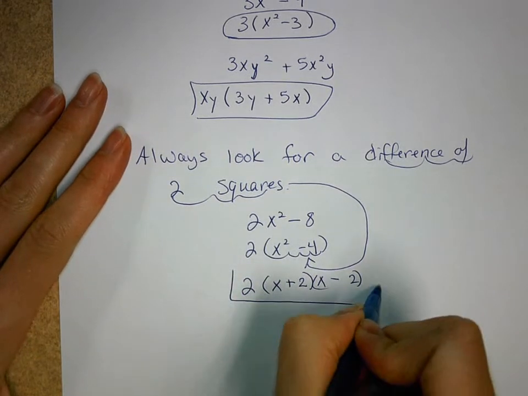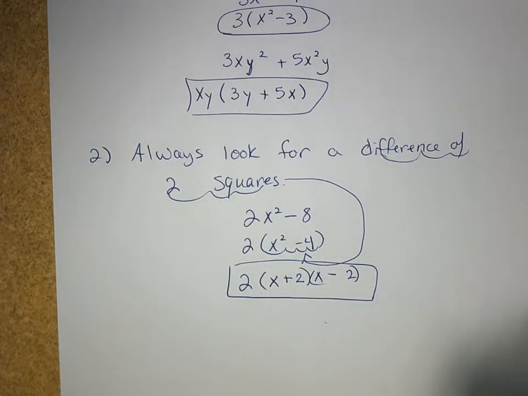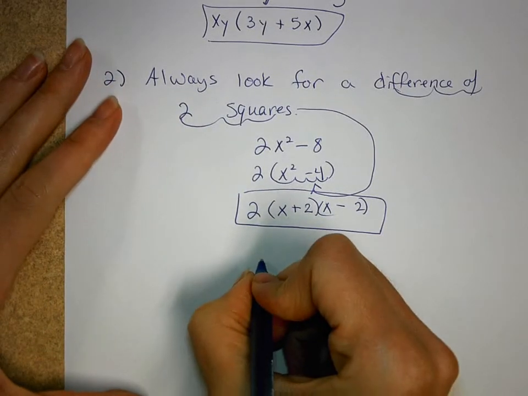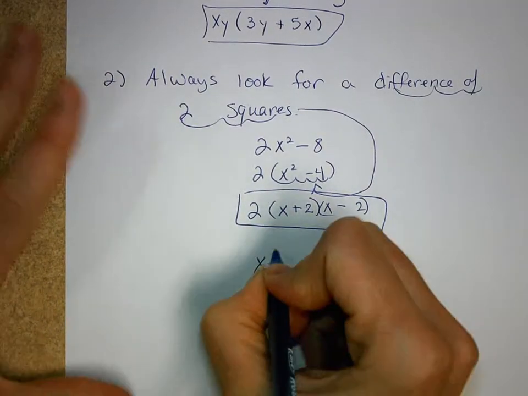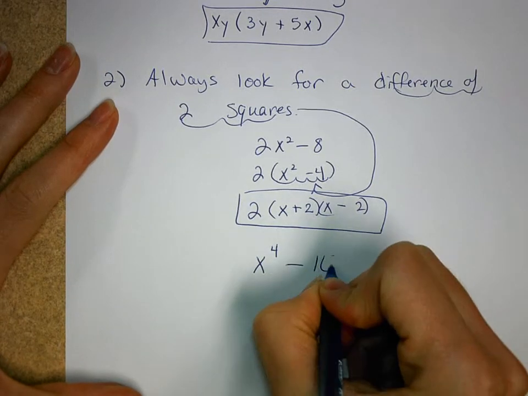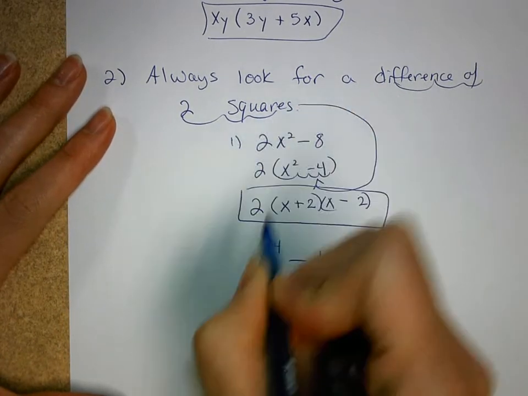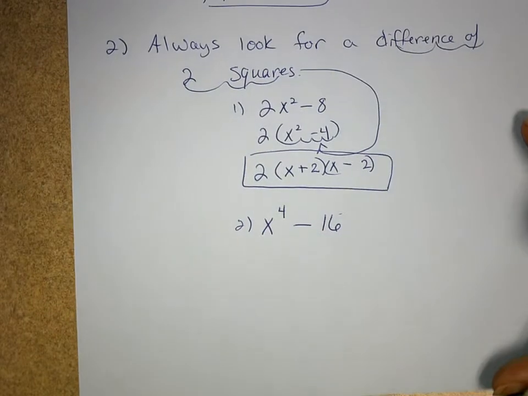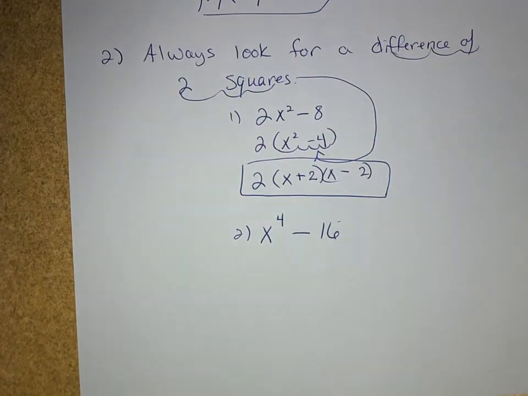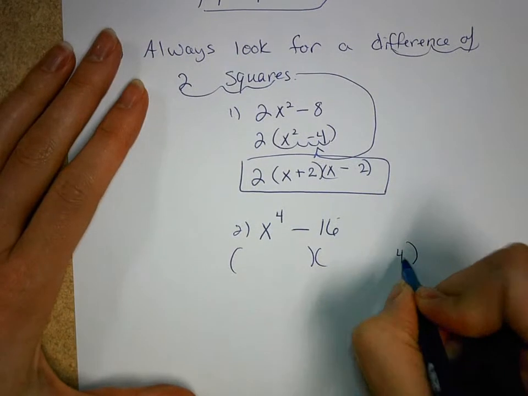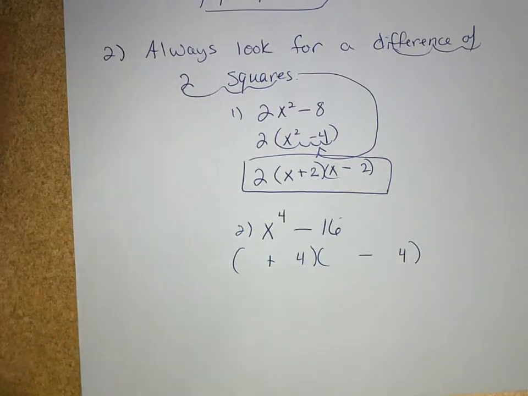Here, though, be very careful. I've seen stuff like this happen before. I have x to the 4th minus 16. And I want you to factor it. Is that a difference of two squares? Is 16 a perfect square number? Is x to the 4th a perfect square number? All right, so I go, two sets of parentheses. I can do this. Square root of 16, I got 4 and 4. I have a plus and a minus here. What's the square root of x to the 4th?